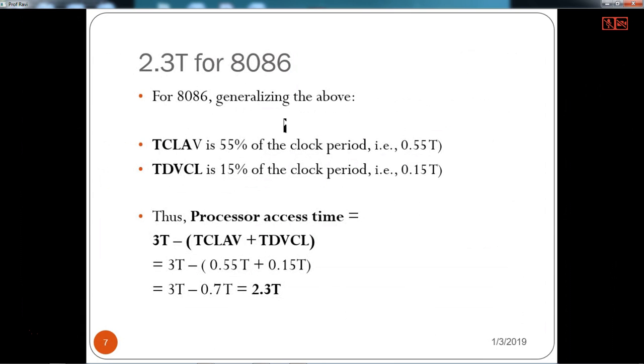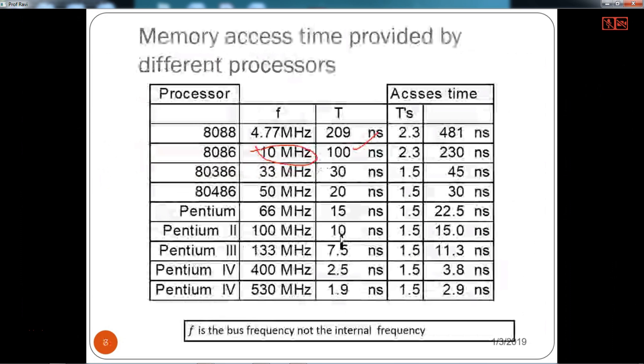So for 8086, the TCLV is 55% of the clock period, and TDLV is 15% of the clock period, which is what we are considering here. So this 3T minus 0.55T and 0.15T, which is 3T minus 0.7T, which is 2.3T cycles. Okay, this is how you got this 2.3 generalized. This is about the processor access time.